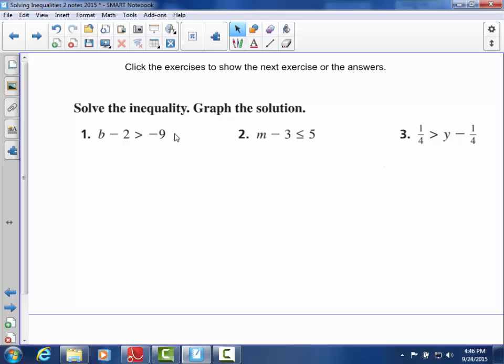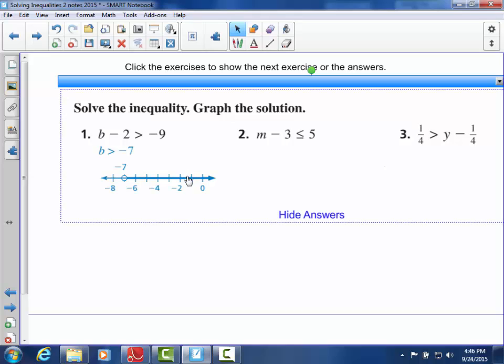So now here's some for you to try. If y'all would pause the video and try these 3 inequalities to solve them and graph them. Okay, so after you've paused the video, let's check your work.